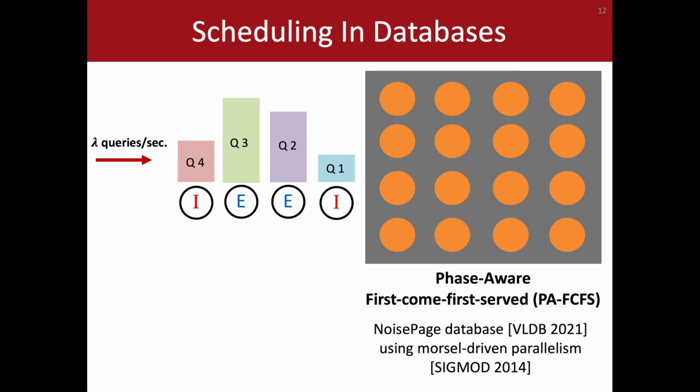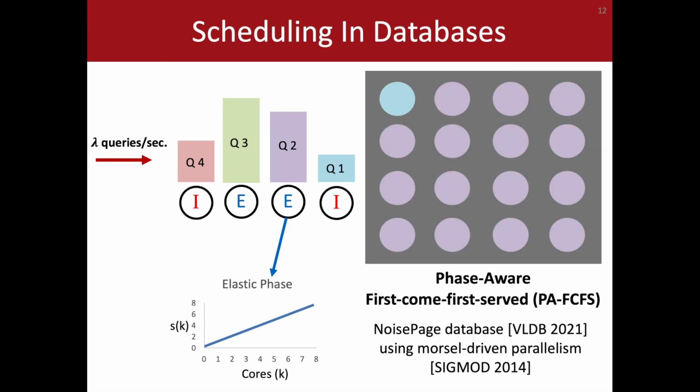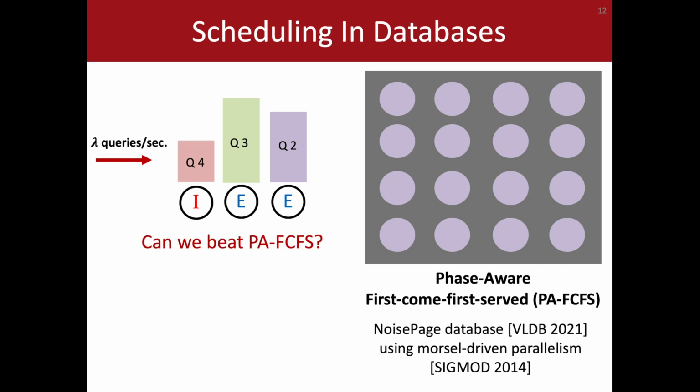In this example, PAFCFS would look at the earliest arriving query, query 1, see that it's in an inelastic phase, and allocate it only one core. It would then move to the next query in the queue, query 2, see that it's in an elastic phase, and allocate it the remaining 15 cores. Then, when query 1 completes, its core will be reallocated to query 2. Because it's phase-aware, PAFCFS is clearly not wasteful in the same way that Equi was. Still, the question remains, can we beat this phase-aware policy that's used in modern databases?